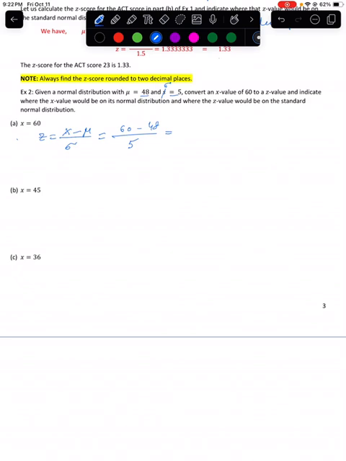So 60 minus 48, divided by 5. So I got 2.4. Now 2.4, as I said earlier, we should write it in 2 decimal places, so we can put a 0 here. So this is how you will calculate the z-score.